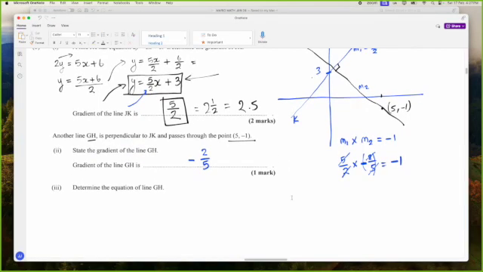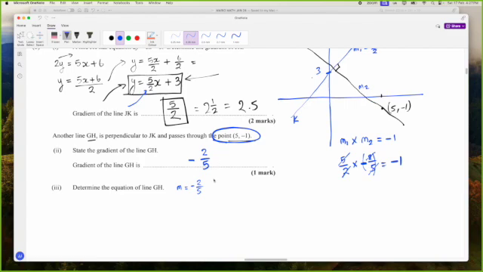Determine the equation of the line GH. Well, with the line GH, we have m being negative 2 on 5. And then they said that the line GH passes through the point (5, negative 1). Well, look at that. x ends up being 5. So you can tell that it's going to cancel with that. So we have the gradient, we have a point, so we can find the equation.